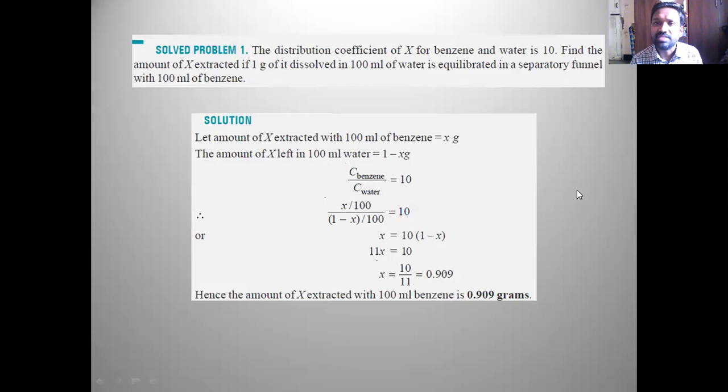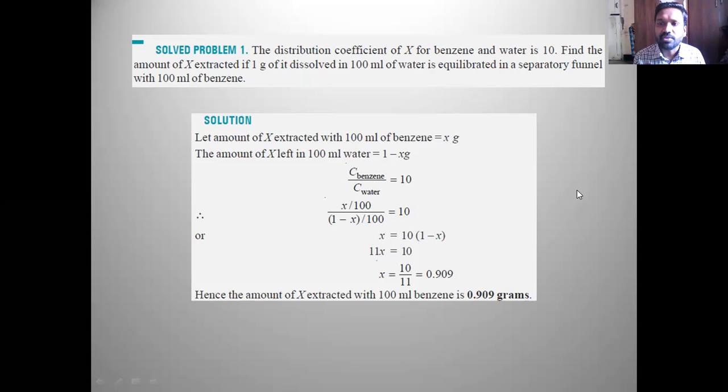Okay, now let us solve some simple problems related to solvent extraction. The previous problem was a solved example that I gave you to make you understand multiple extraction is better than single extraction. Now let us solve a few easier problems which you find in your exams, simple substitutions. The distribution coefficient of a solute X for benzene and water is 10. That means it is 10 times more soluble in benzene. Find the amount of X extracted if 1 gram of it dissolved in 100 ml of water is equilibrated in a separating funnel with 100 ml of benzene.